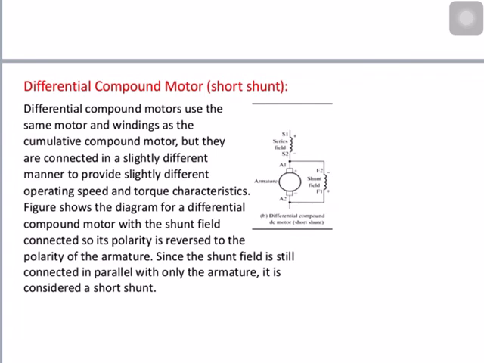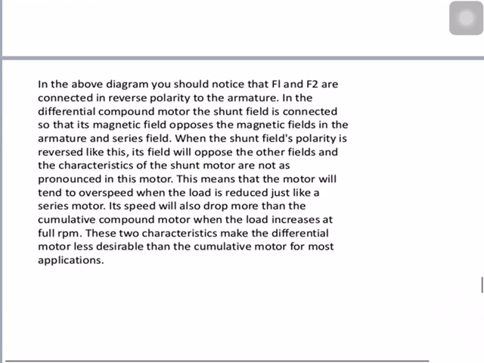Differential compound motors use the same motor and windings as the cumulative compound motor, but they are connected in a slightly different manner to provide slightly different operating speed and torque characteristics. In this diagram, a differential compound motor has the shunt field connected so that its polarity is reversed relative to the polarity of the armature. The shunt field is still connected in parallel with only the armature. It is considered a short shunt DC motor.